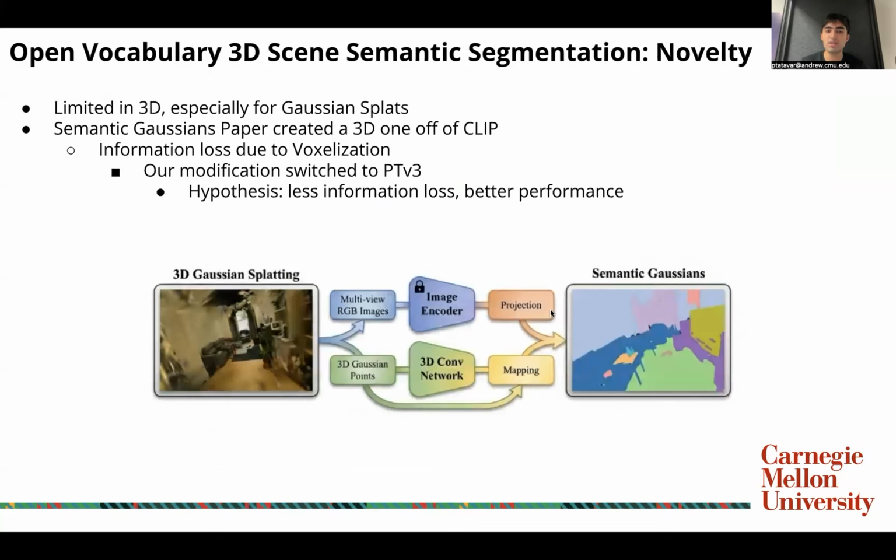The novelty of our approach was that we deviated from a convolutional neural network, which a paper that we looked at already used, and swapped to a transformer-based architecture because we believed it would lose less information.